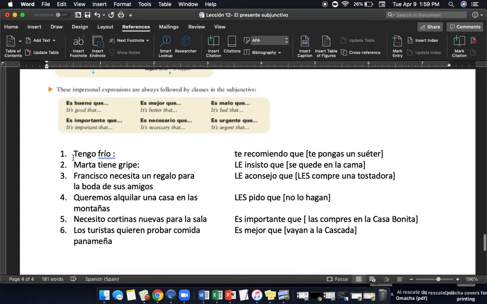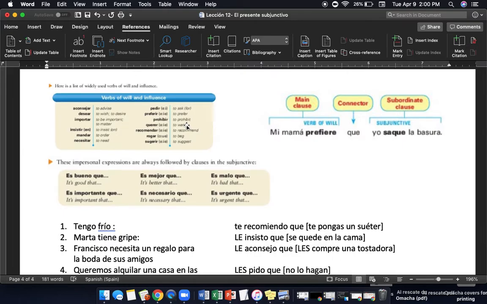In the clue that the computer gives you, they say stuff like, tengo frío, o Marta tiene gripe, o Francisco necesita un regalo para la boda de sus amigos, okay? So what you do with that is that, and then they give you the particular idea that you should complete that with. How that works is that then you can use, again, any of the verbs of will and influence or any of the impersonal expressions respecting this particular structure of the main clause, connector, and subordinate clause and finish the activity.